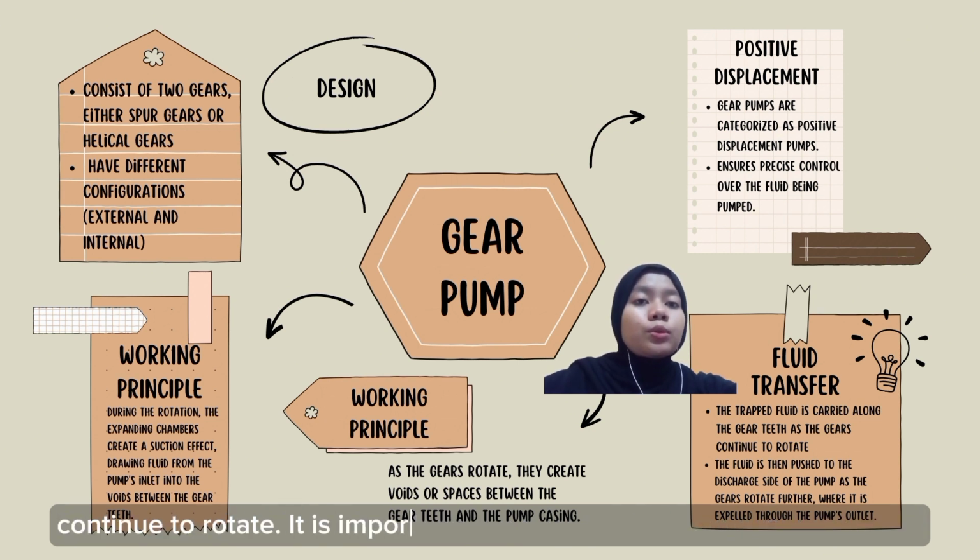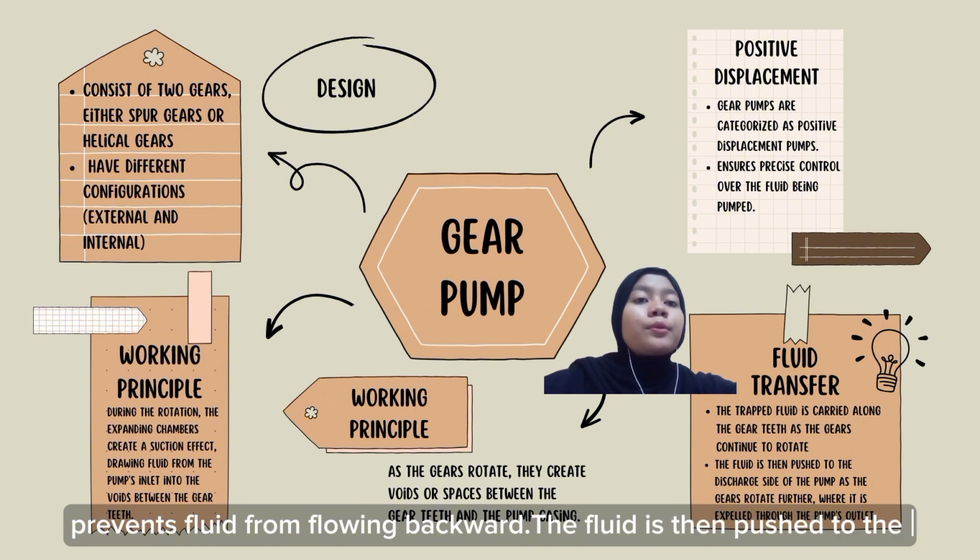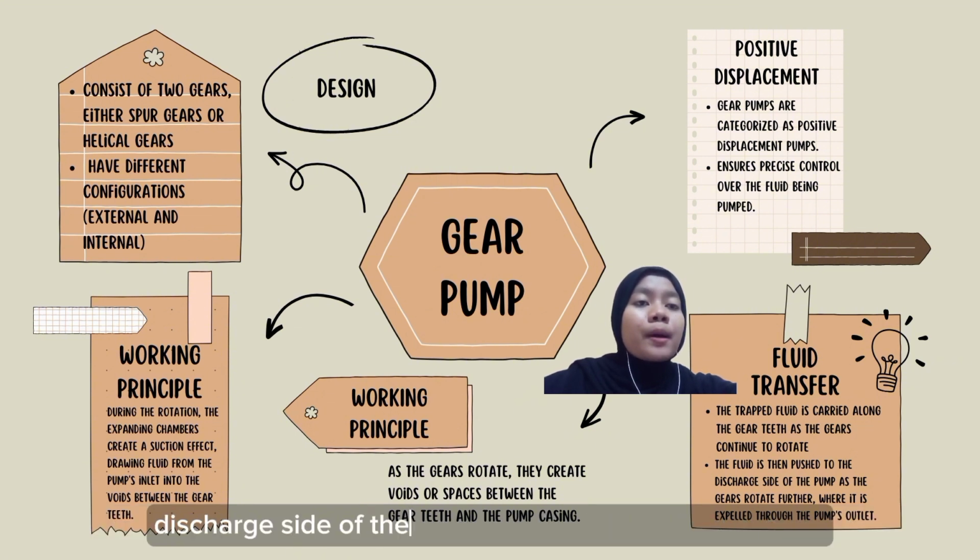It is important to note that the meshing of the gears prevents fluid from flowing backward. The fluid is then pushed to the discharge side of the pump as the gears rotate further, where it is expelled through the pump's outlet.